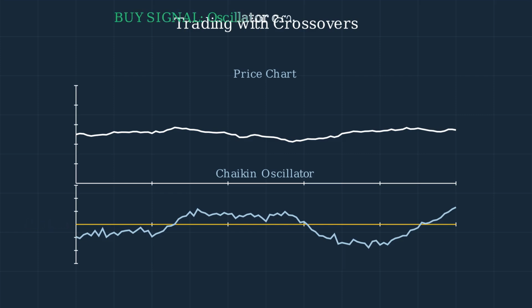When the Chaikin oscillator crosses above the zero line, it generates a buy signal. This indicates increasing buying pressure in the market. Conversely, when the oscillator crosses below the zero line, it generates a sell signal, suggesting increasing selling pressure. As the market continues to evolve, we can see another buy signal forming as the oscillator crosses above zero again.